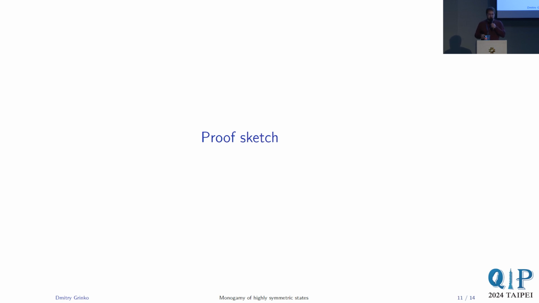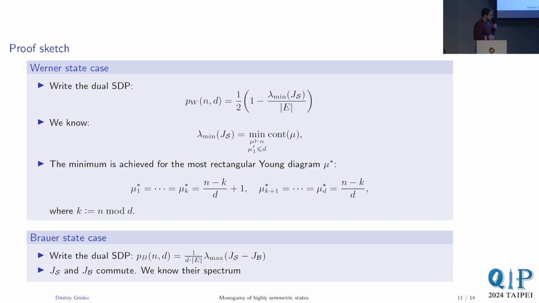So now I'm able to sketch the proofs of our main theorem. Let's consider first the Werner state case. In the Werner state case, we would like to write the dual SDP, and you can massage the value of this p into the following form, where you have a certain minimal eigenvalue. You need to take the minimal eigenvalue of this J_S element. And as I showed you before, we actually know the spectrum of J_S, right? It's given by the content. So what we need to do is minimize this content.